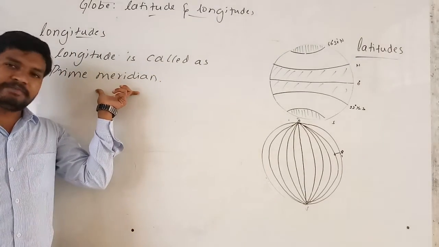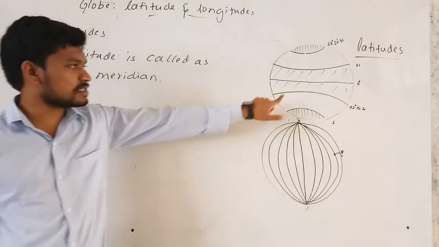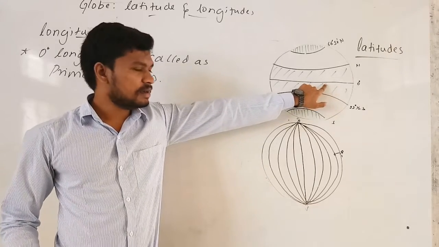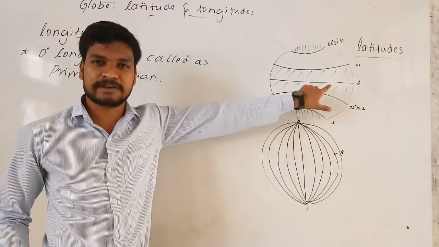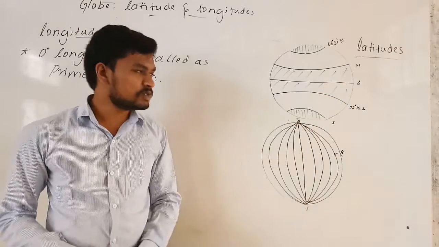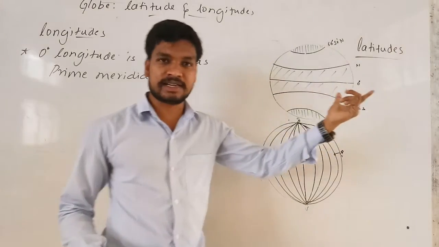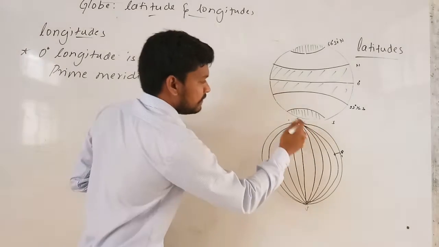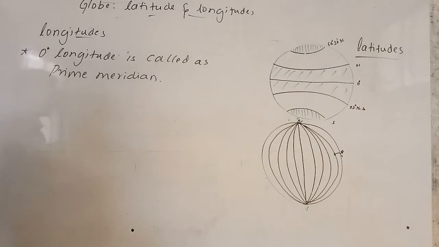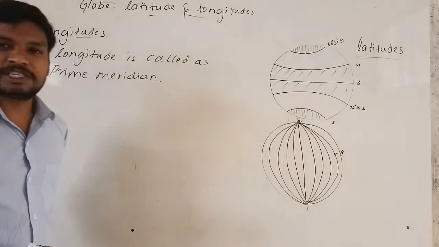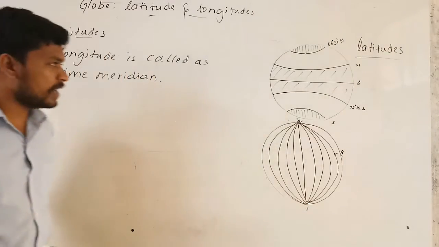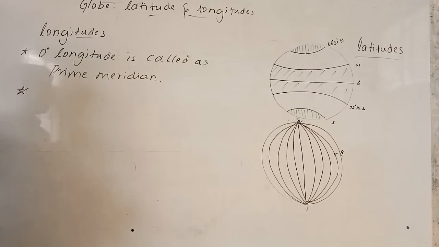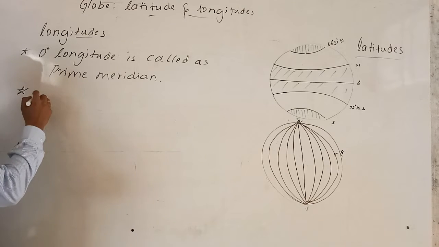For this prime meridian, we have a name. Like the 0 degree latitude, we have a name for that. What is the name? Equator, isn't it? Equator means equal divider. Same like that, for the longitude which shows 0 degree, we have a name. It's called Greenwich Mean Time, Greenwich. Why? Because of the 0 degree longitude, the prime meridian.